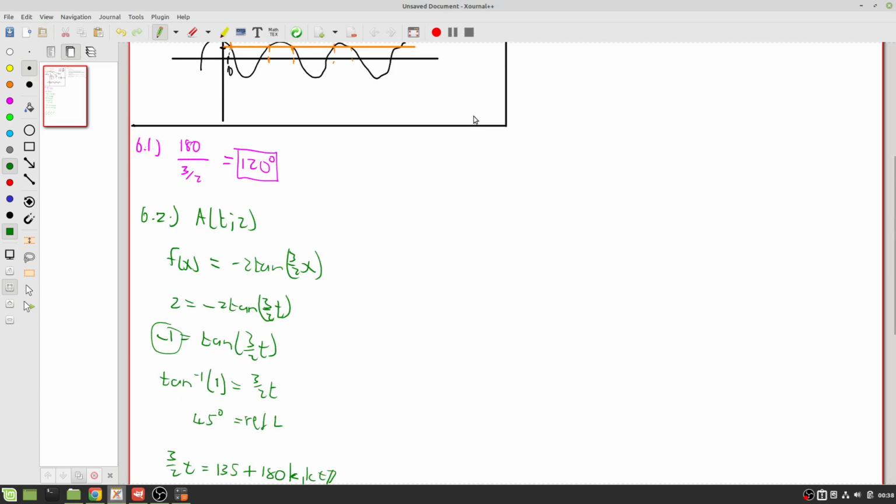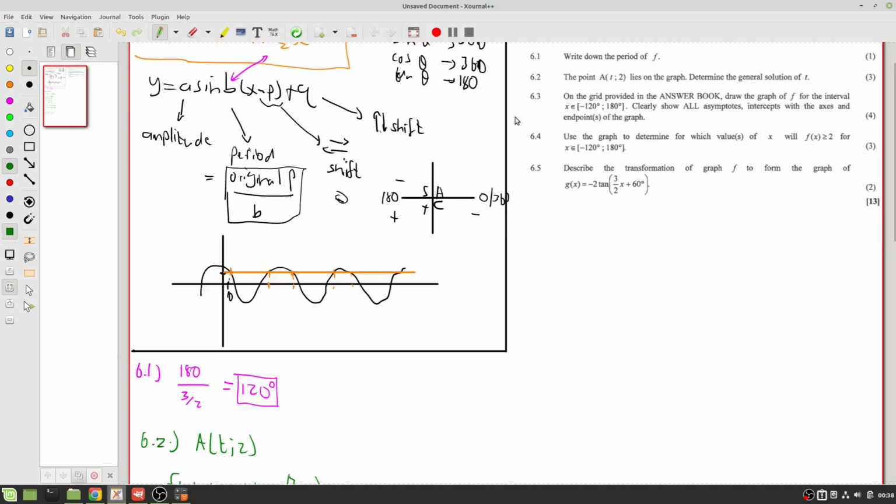All right. That was question 6.2. Now 6.3, on the grid provided in the answer book, draw the graph of f for the interval from x equals negative 120 to 180 and show all asymptotes, intercepts to the axes and endpoints, etc.